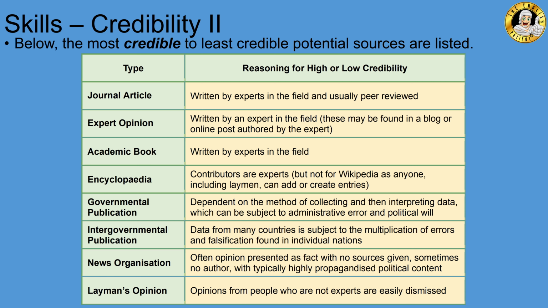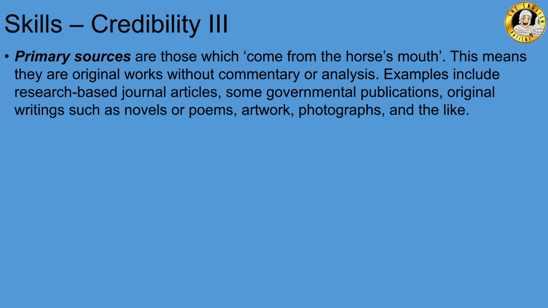Another way to take a look at credibility is through the type of source that you're looking at. And here we have three categories. The first is primary sources, and these are sources which come from the horse's mouth. These are original works without any supplementary commentary and without any additional analysis. So examples might include research-based journal articles, some governmental publications, original writings, the actual writings themselves, such as novels or poems, original artwork, original photographs, and the like. So these are then primary sources because they are essentially what the original collection or work was.